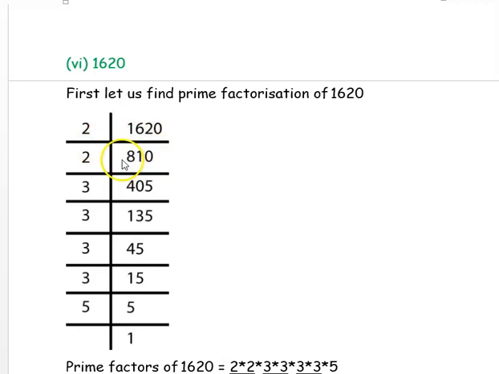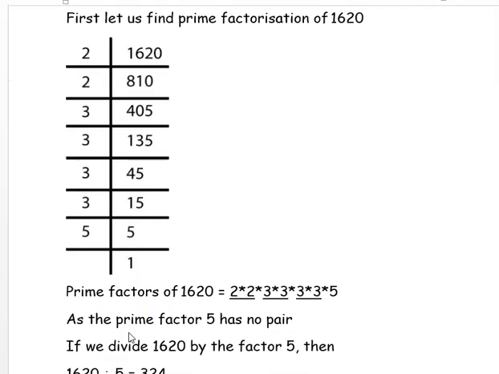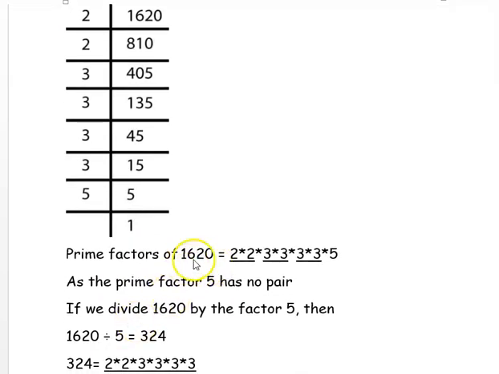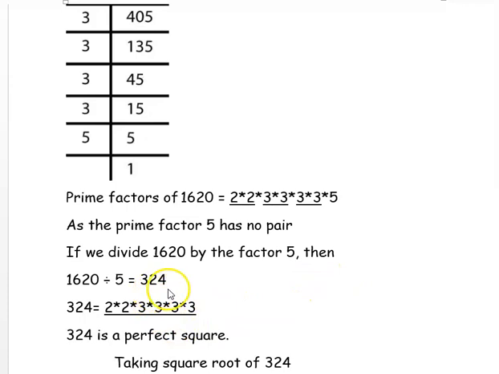Dividing it by 2, I will get 810, which is divided by 2, I will get 405. Now I am dividing it by 3, so I will get 135. It's divided by 3, I will get 45. It's divided by 3, I will get 15. It's divided by 3, I will get 5. So I am dividing it by 5 to get the number 1. Now I am writing the prime factors for 1620, which is 2 into 2, 3 into 3, 3 into 3 and 5. As the prime factor 5 has no pair, we are dividing 1620 by the factor 5. So I will get 324.